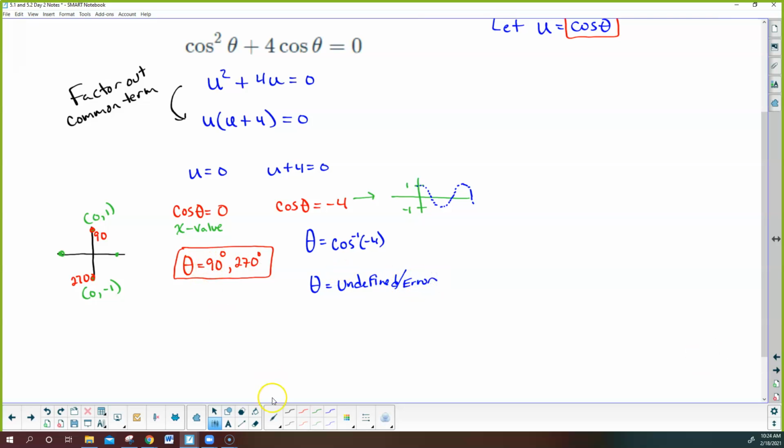That means the only answers we have are 90 and 270. That's where cosine is equal to 0. So this would be considered an extraneous solution if a number came up, but it creates a false expression when checked.